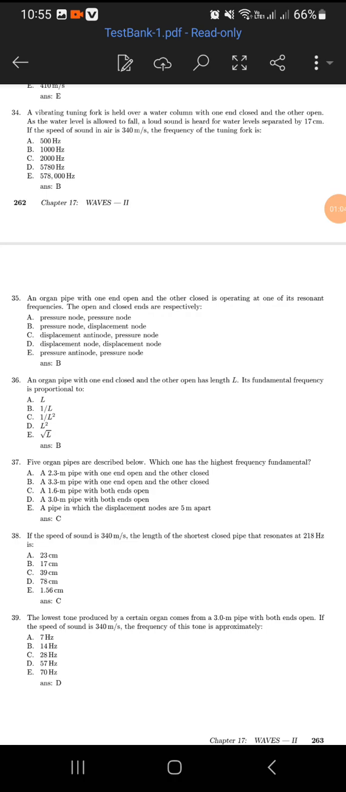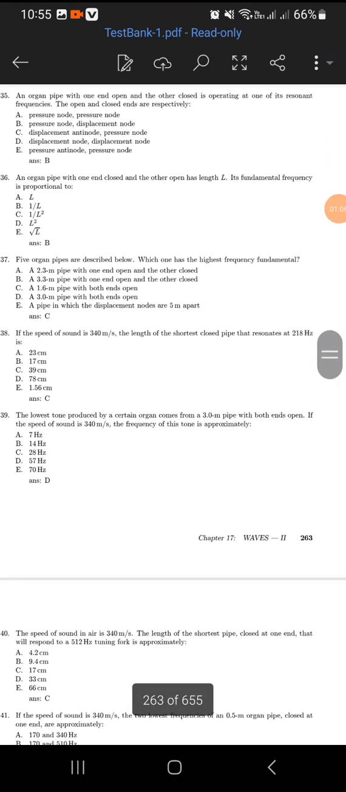And then an organ pipe with one end open and the other closed is operating at one of its resonant frequencies. The open and closed ends are respectively B. So respectively pressure nodes and displacement nodes.